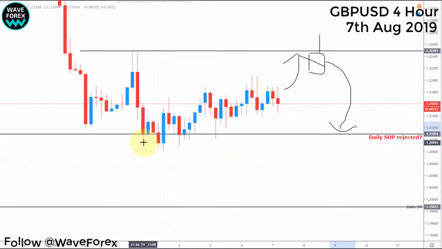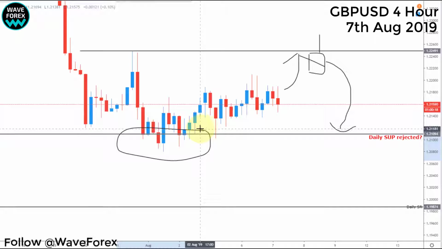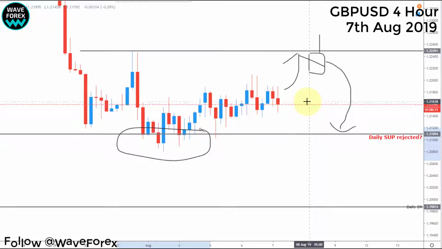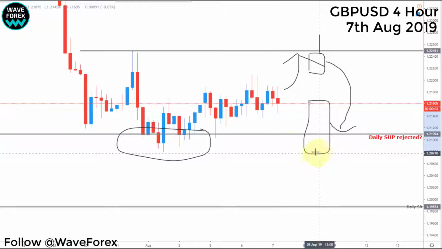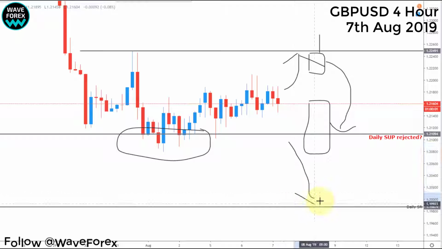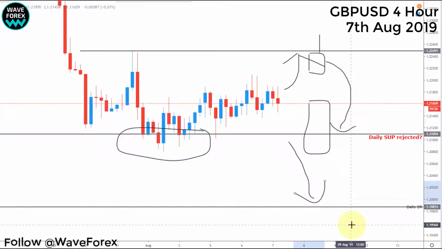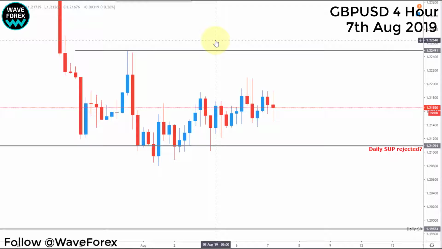Okay, so we can see some noise over here. However, these are the rejections from the daily time frame. So if you see a close below this support area in the daily time frame, we could expect the price to go to the next downside target, which is this 1.1987 area. So this is the overview of this pair this week.